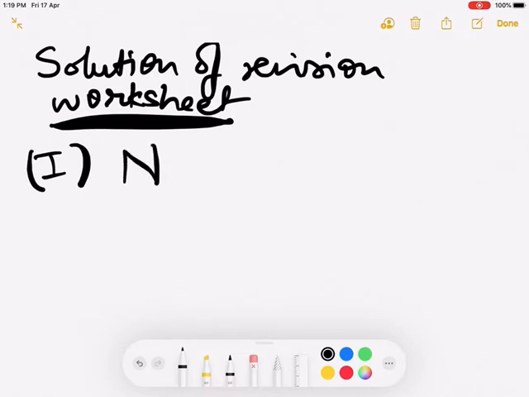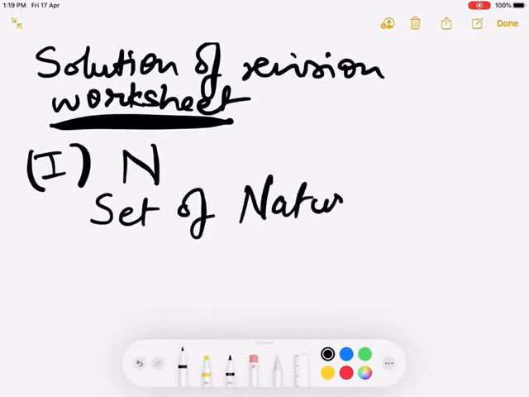As many students will know, N stands for the set of natural numbers. Now what are natural numbers? Natural numbers are those numbers which we can see in nature.